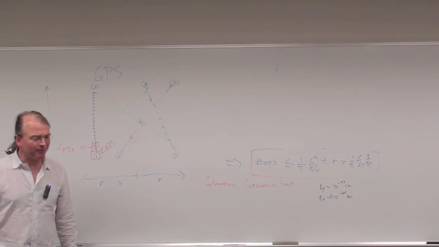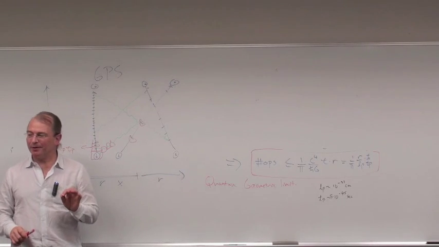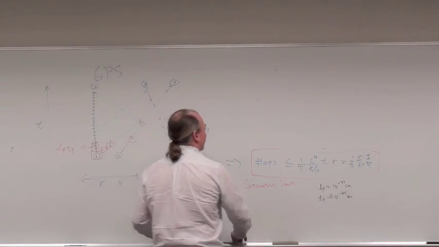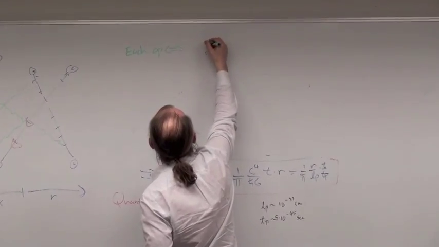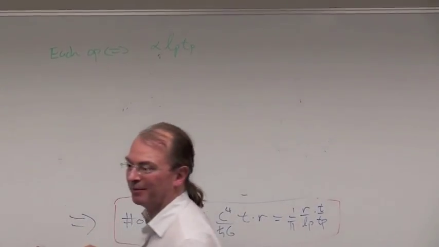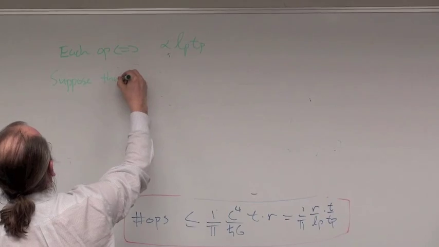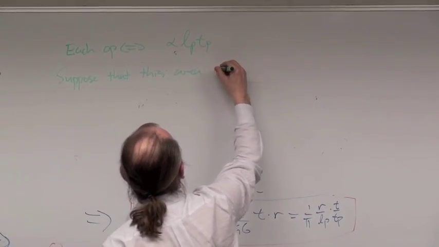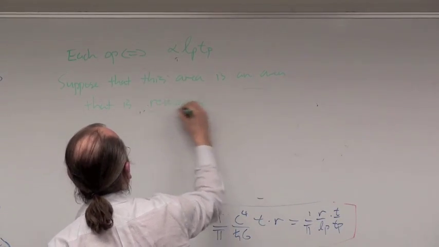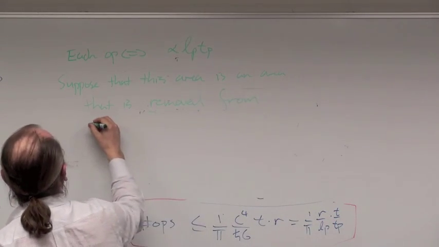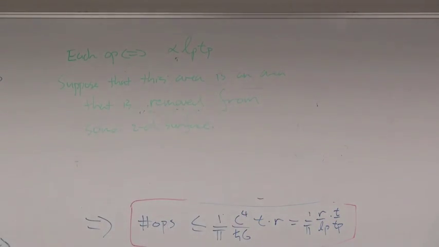So, does somebody have a piece of paper that they don't mind me destroying? Great, this will be fine, perfect. Okay, so what I'm going to do now is I will show to you that if we assume each op corresponds to a Planck scale area, something like alpha times L_P times T_P, some Planck scale area. Suppose, just for the heck of it, that this area is an area that is removed from some 2D surface.